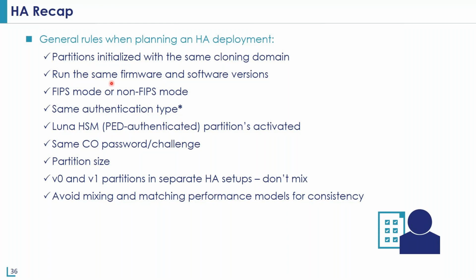Second, the same firmware and same software version. It is again kind of a recommendation because let's say an object algorithm is supported on firmware 7.7, but it is not supported on 7.4. But if you have such an HA group, the object will be created on 7.7, but it will be refused on 7.4. So in that case, you have a possibility of getting out of synchronization. So make sure whenever you create HA, it is between the same firmware and same software versions.